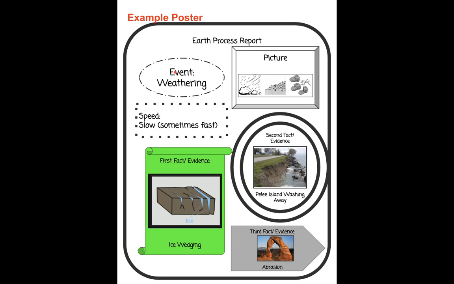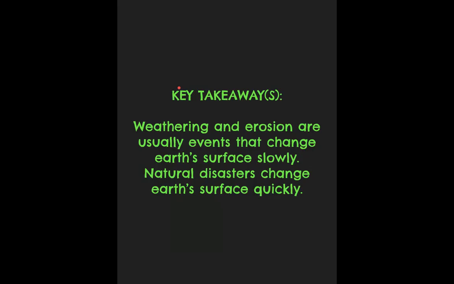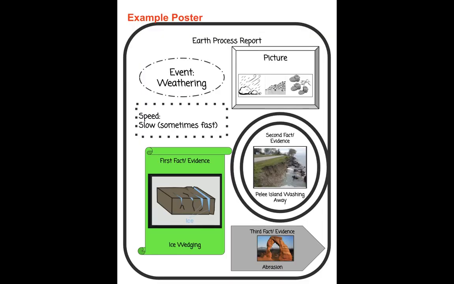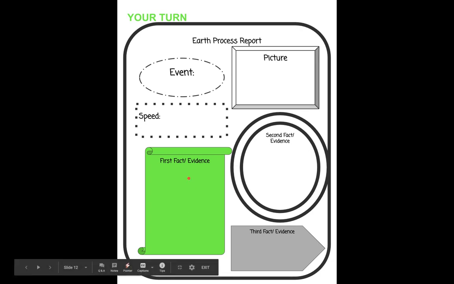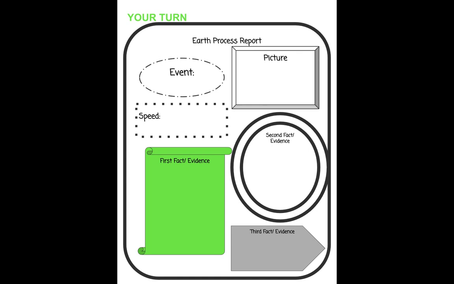So on the template, all you're going to need to do is double click on the space and you'll be able to type it in. So this is what the final product will look like. And this is your template. So again, all you're going to need to do is double click on event, copy and paste a picture, double click on speed, type it in. And then for each of these other 3 spaces, copy and paste an image. And then you could, again, double click and insert a description of the image that you paste.